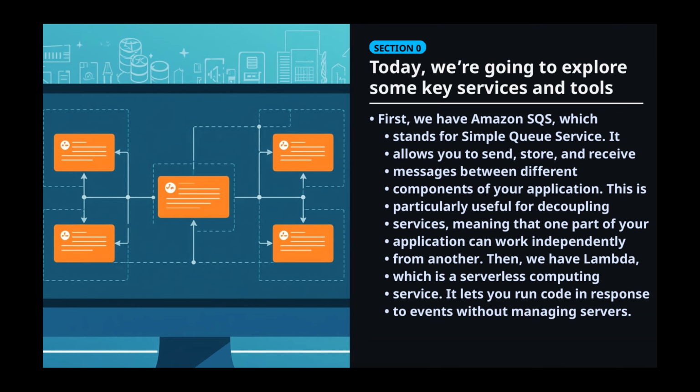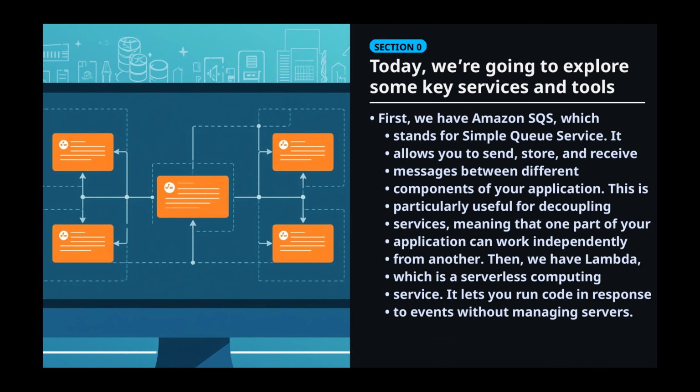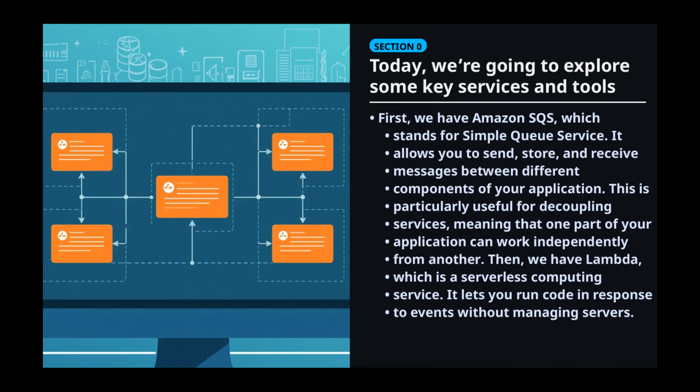For data streaming, Amazon Data Firehose is a great tool that helps in loading data into data lakes and analytics services. Lastly, we have service providers like Datadog, MongoDB, and Splunk, which offer specialized services for monitoring, database management, and data analysis. In summary, these tools and services work together to streamline data handling and improve application performance.